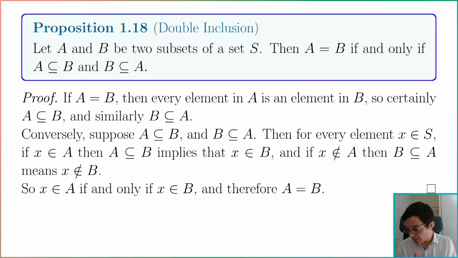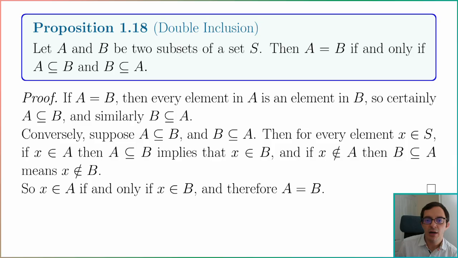Okay, double inclusion. This is really important. If you like, this is the definition of sets being equal again. We saw this in the previous video to look at what it means for sets to be equal. We said that every element of the first set has to be in the second set and vice versa. Every element of the second set has to be in the first set.